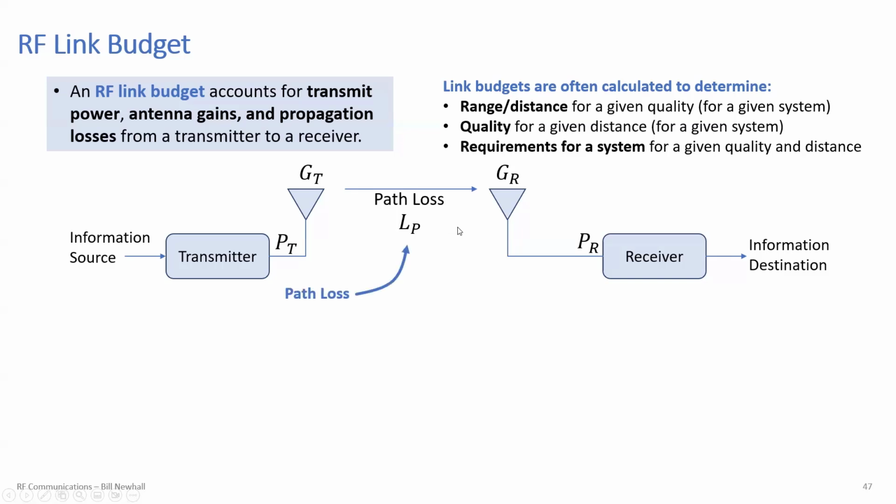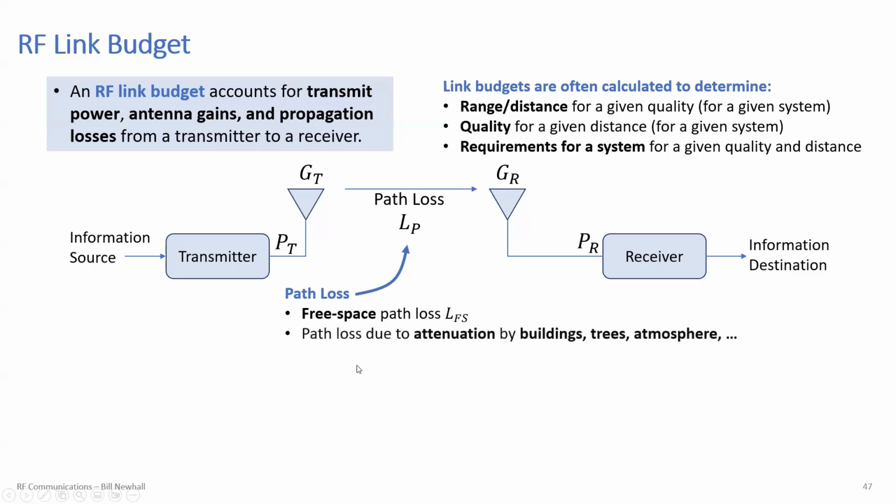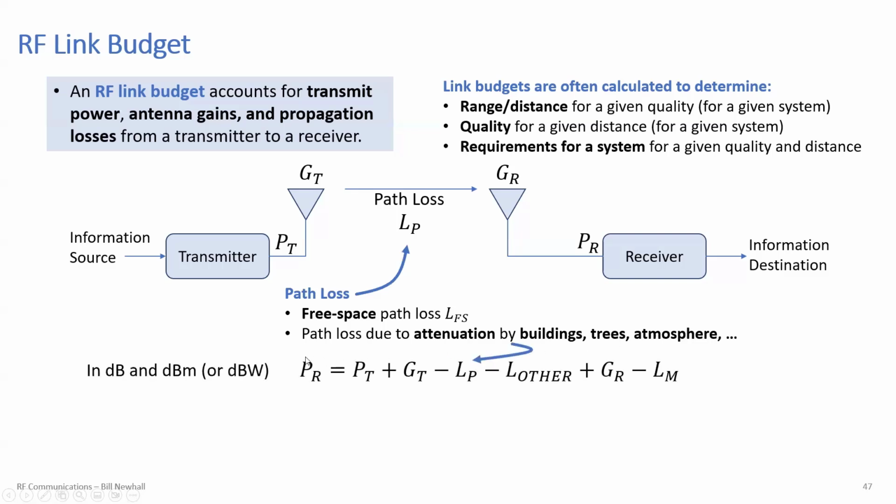Okay, so we have path loss, which includes free space path loss. We talked about that. But also, if you're transmitting on the ground in a city, you have path loss due to attenuation by buildings, trees, the atmosphere at certain frequencies. So we have to take that into account in the received power calculation.